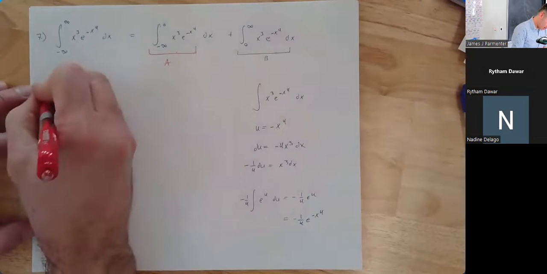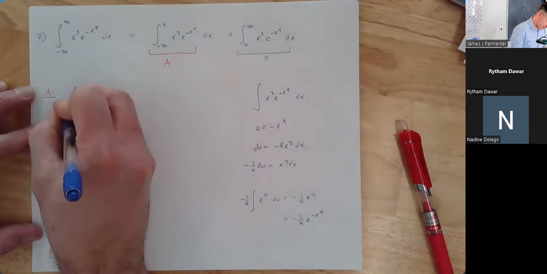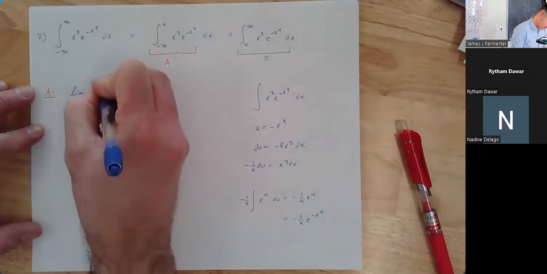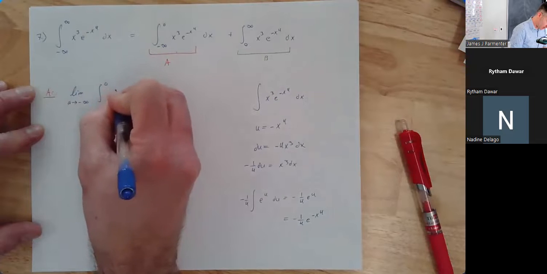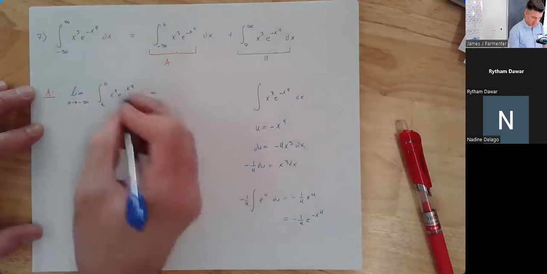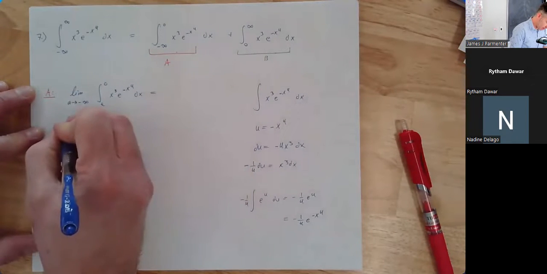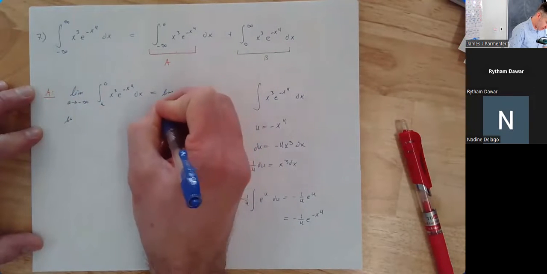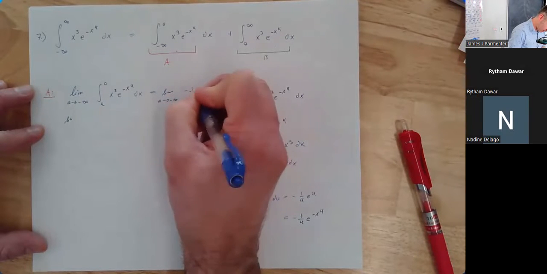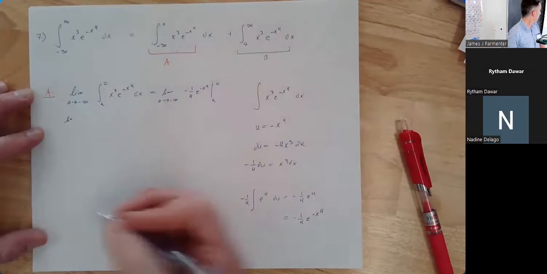So for A, I'm going to do the limit as A approaches negative infinity of the integral from A to 0 of x cubed e to the negative x to the fourth. And then we know the antiderivative is just negative 1/4 e to the negative x to the fourth. So we're going to get the limit, I should write this up here. The limit as A goes to negative infinity of negative 1/4 e to the negative x to the fourth from A to 0. Plug in the limits.